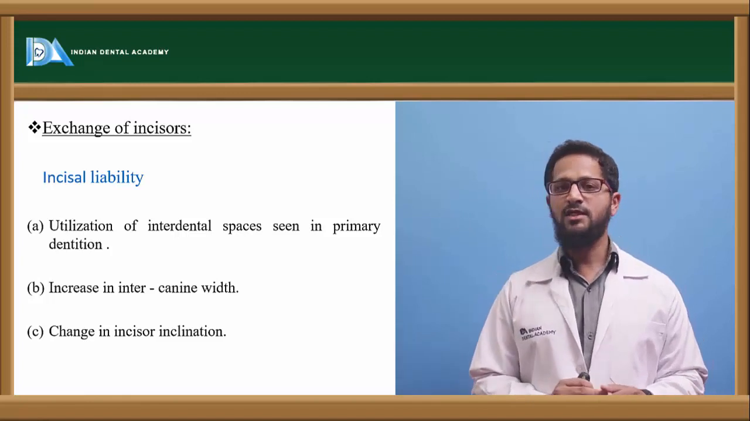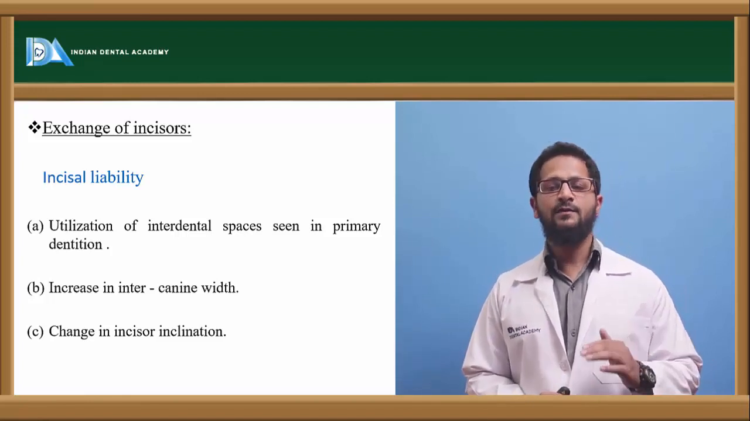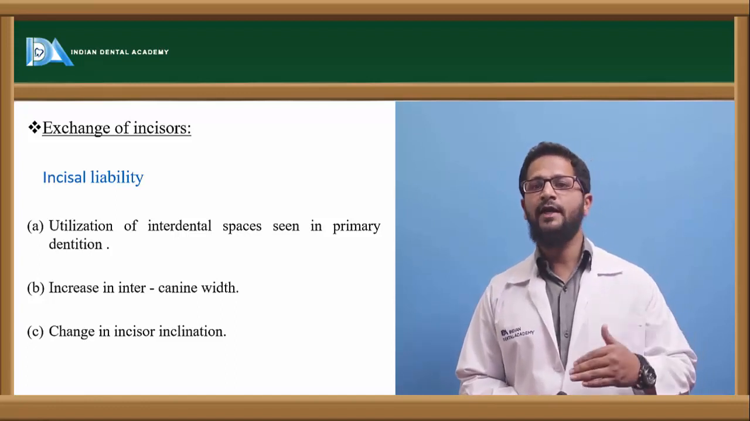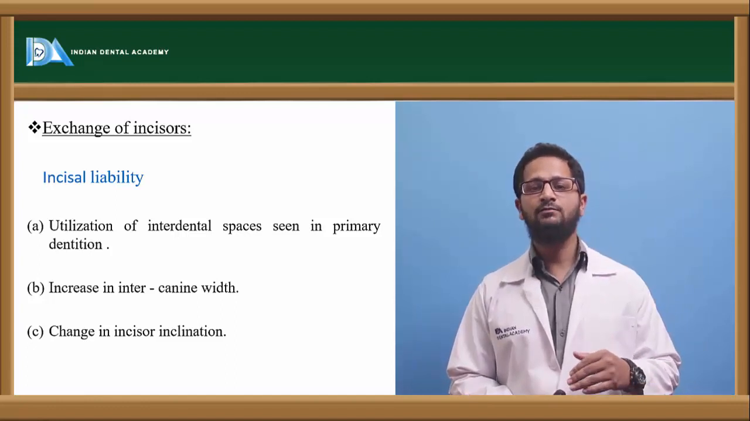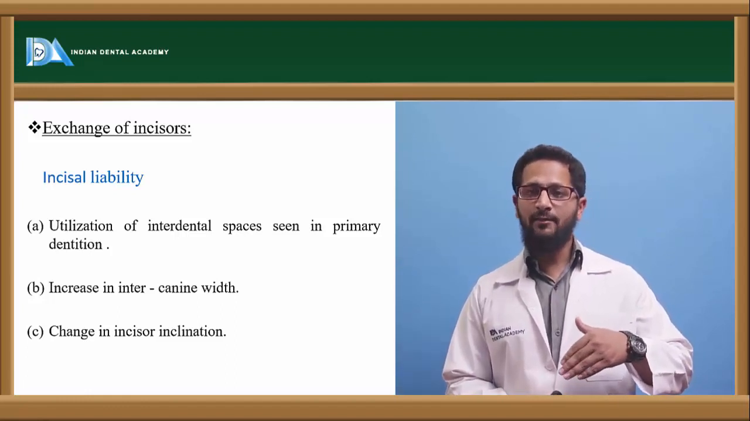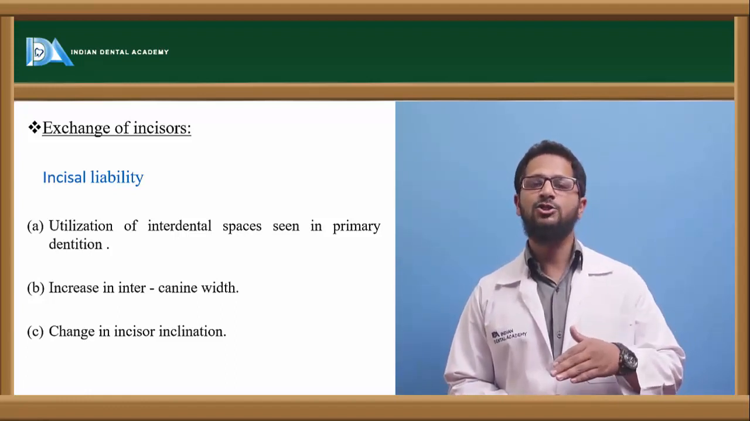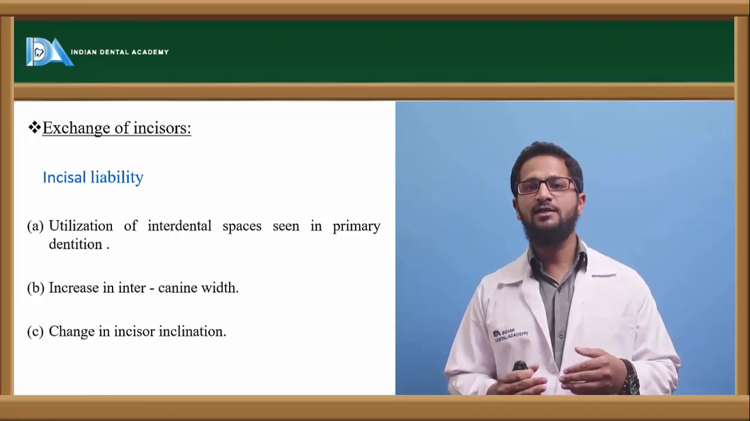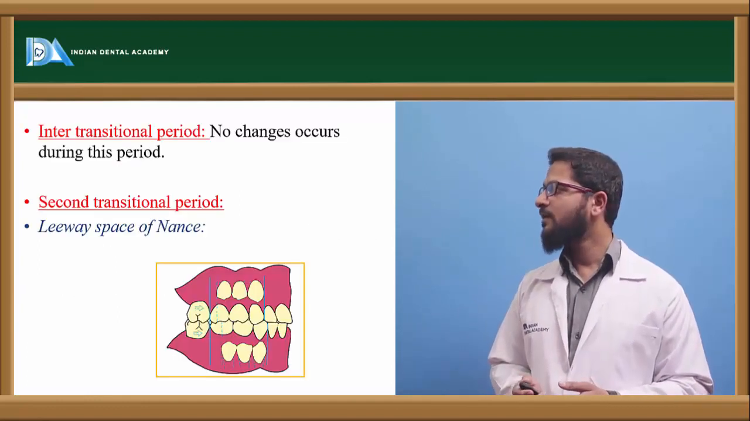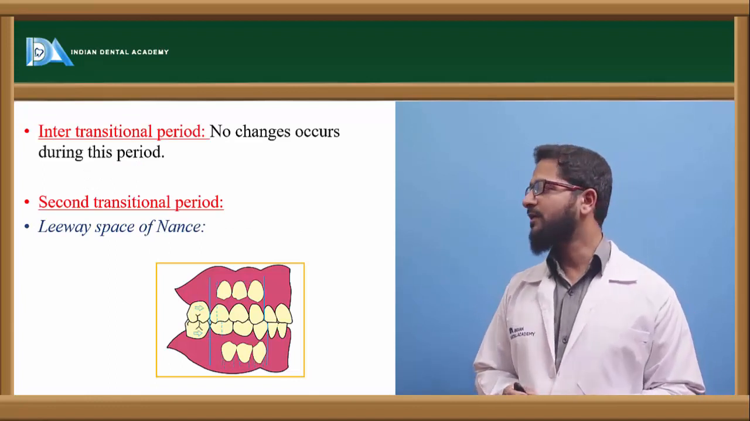The last is change in incisor inclination. As we observe, the deciduous teeth mostly erupt in an upright position, but the permanent teeth mostly erupt in a more inclined position. So when they erupt in a more proclinal or inclined position, it automatically results in increase in the arch length or arch width.